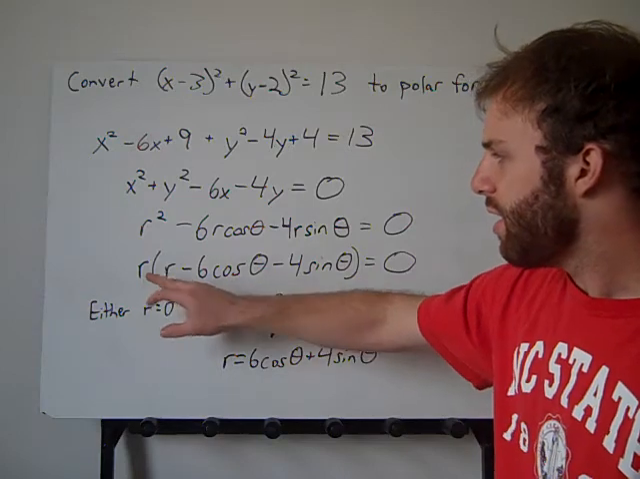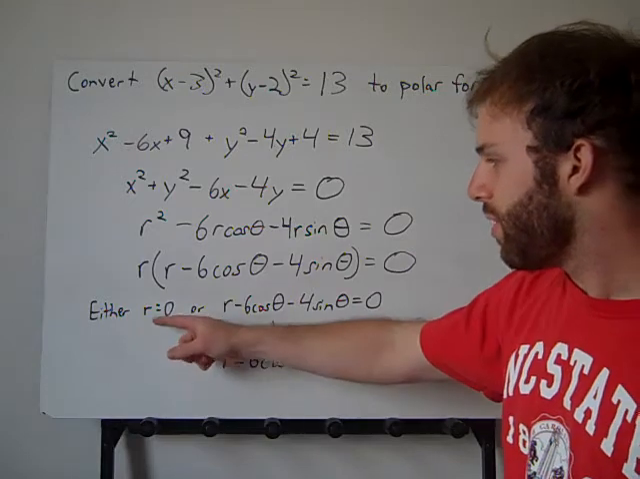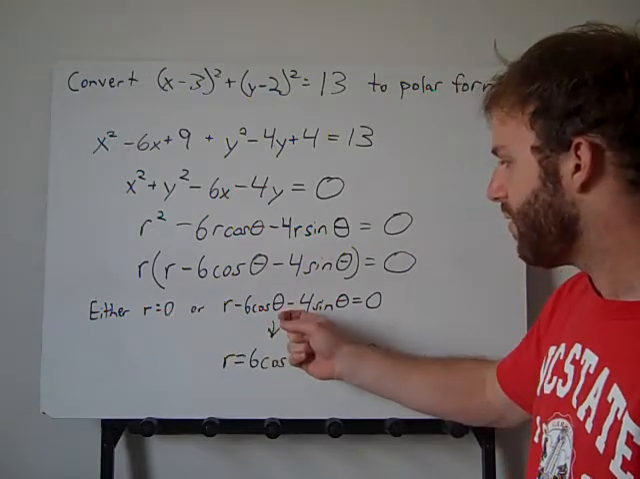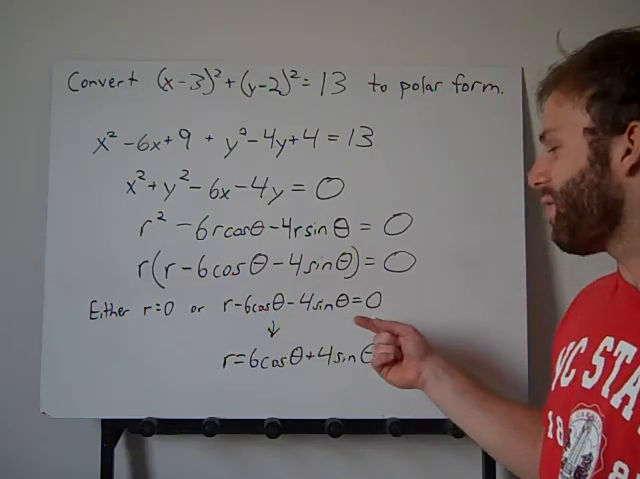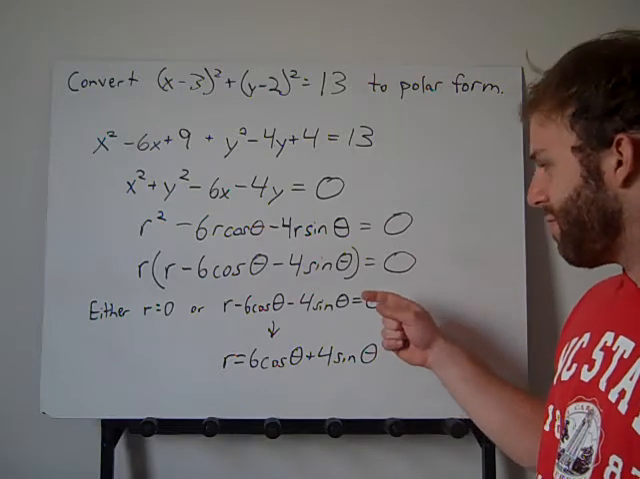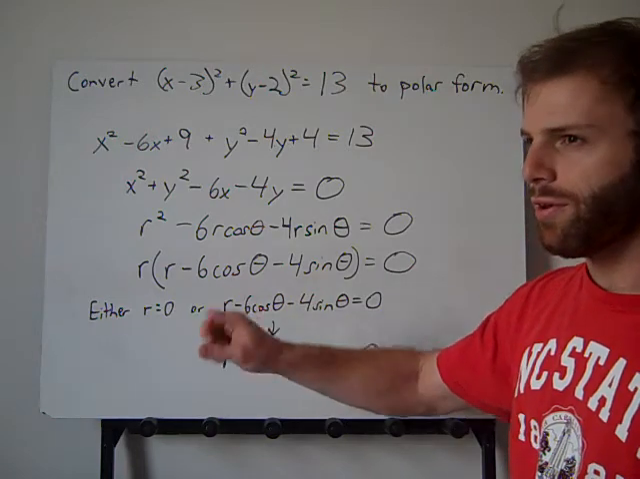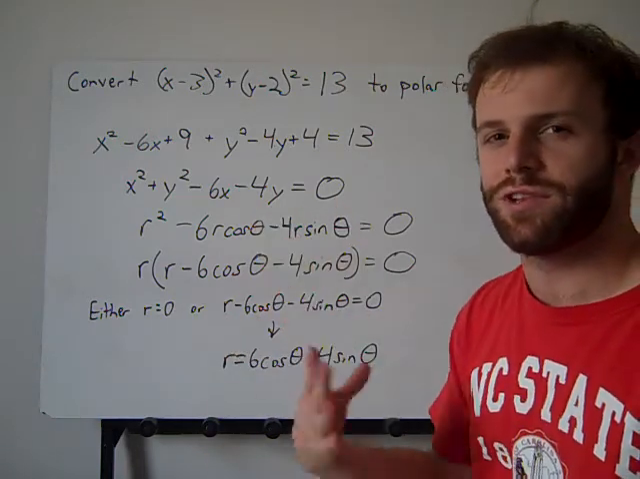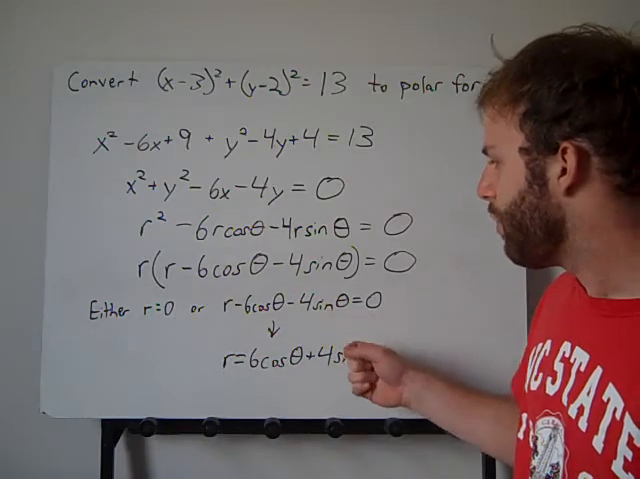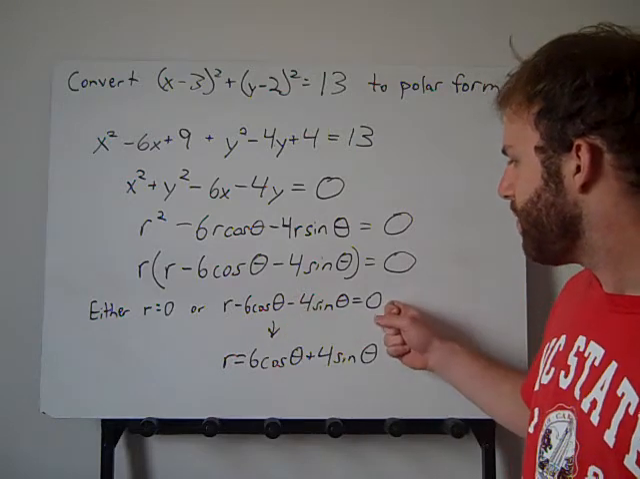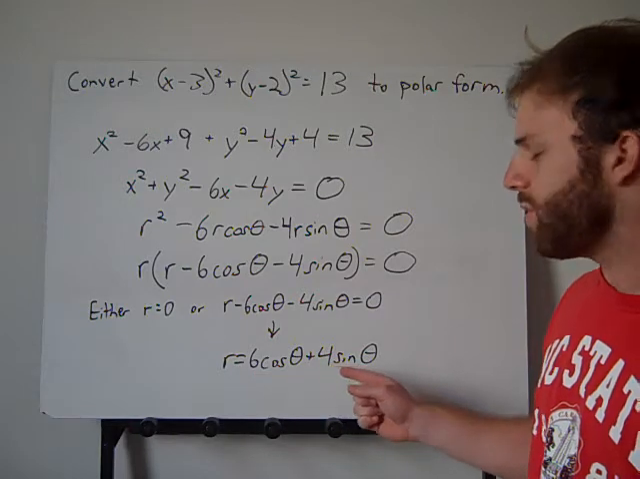Either this is going to be equal to 0 over here, or this whole term is going to be equal to 0. So either r equals 0, or r minus 6 cosine of theta minus 4 sine of theta equals 0. That's a mouthful. Since r equals 0 is just the origin, that point is really included anyway, so we don't really have to worry about that one. So this is actually what we're going to use to find our equation. If we just add these over here, we get r equals 6 cosine of theta plus 4 times the sine of theta.